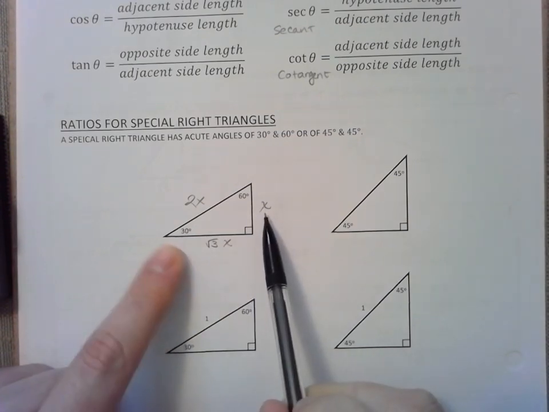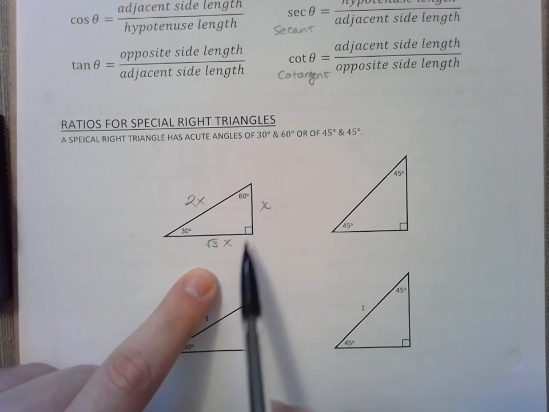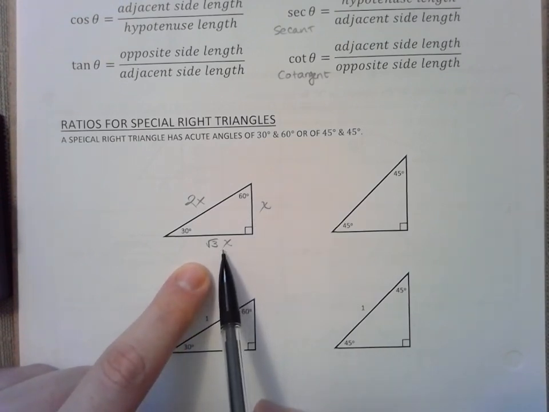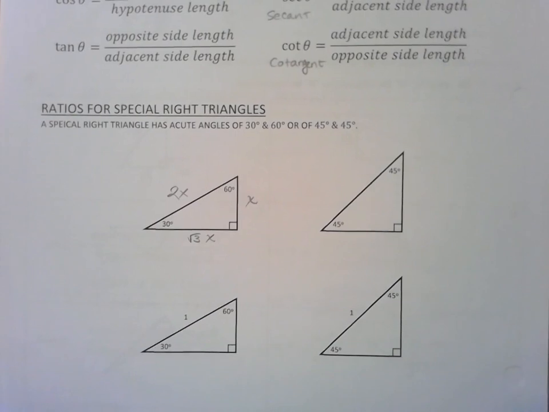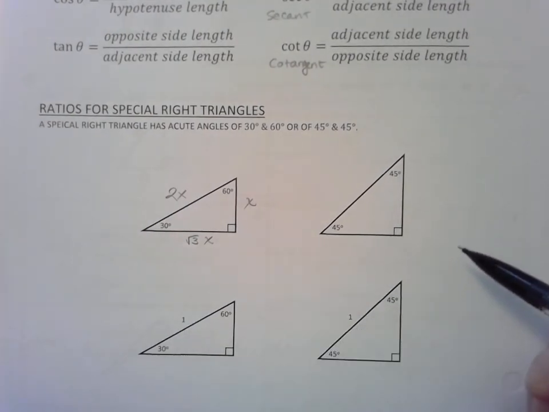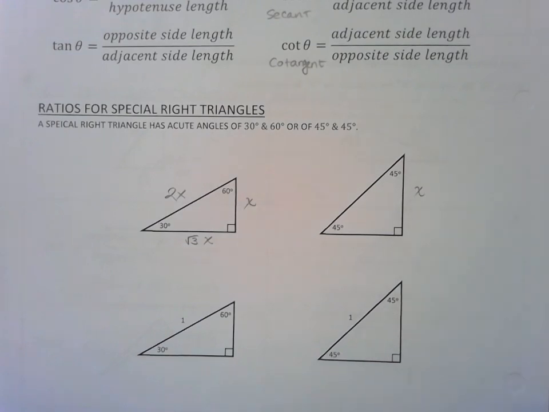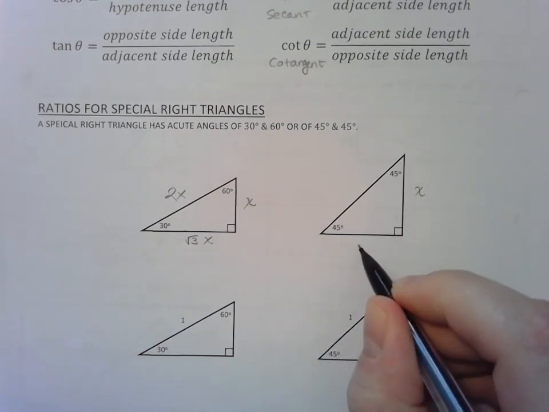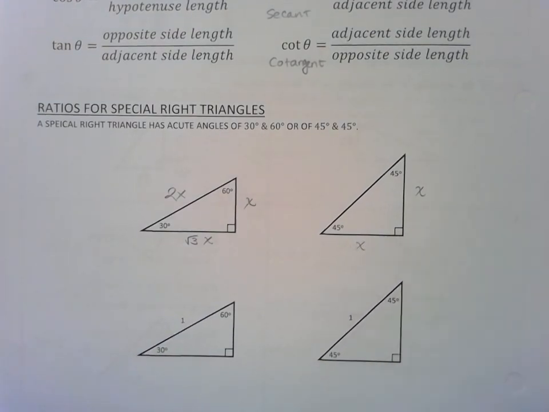So your small leg is x. Your hypotenuse is double the small leg. The middle leg, or the middle side length, or the larger leg, I should say, is the square root of 3 times bigger than the small leg. Alright, let's take a look at the 45, 45, 90-degree right triangle. This leg is x, and because it's opposite of 45 degree, then we have an isosceles right triangle, so the other length of the leg is the same, x and x.